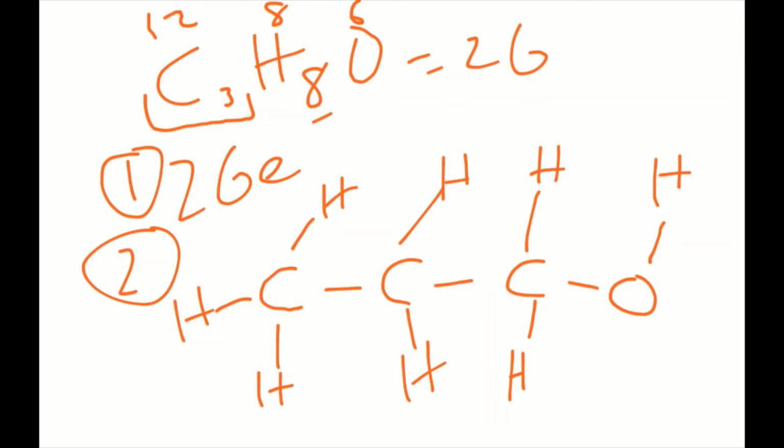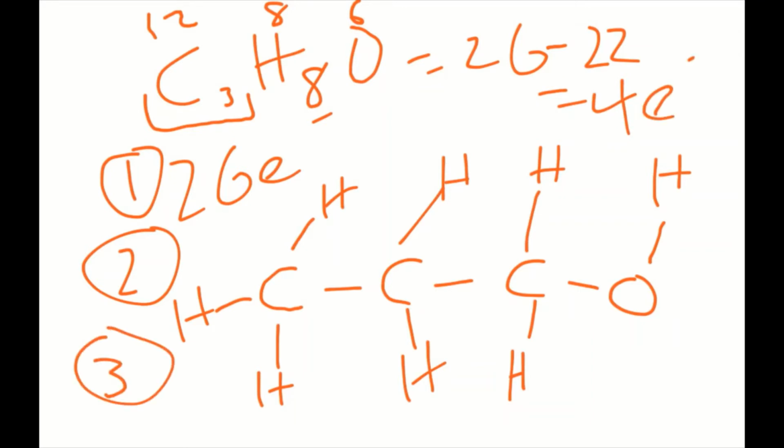Now, how many electrons do we use for these bonds? Well, there's 1, 2, 3, 4, 5, 6, 7, 8, 9, 10, 11 bonds. So if there are 11 bonds, then we have to subtract 26 by 22, since 11 bonds times 2 electrons in each bond is 22. We're left with 4 electrons left, and we move on to step 3.